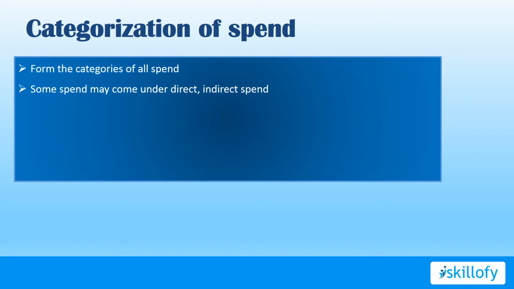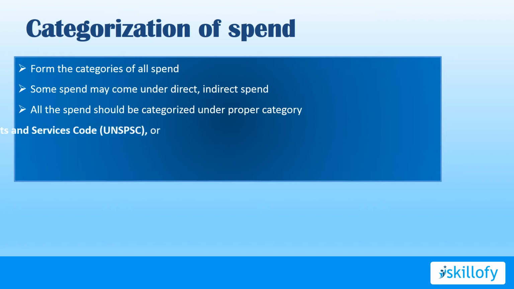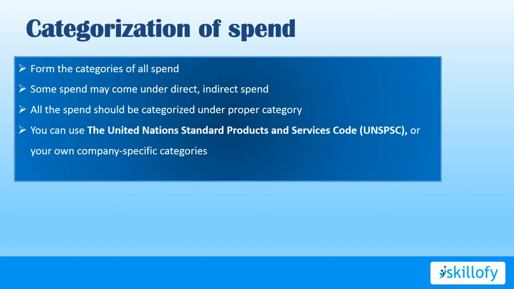Step 5. Categorization of spend. Form the categories of all spend. Some spend may come under direct, indirect spend. Some may be covered in legal, marketing or human resource function of the organization. All the spend including office supplies, payables and dealers, selecting, training employees should be categorized under the proper category. You can use the United Nations Standard Products and Services Code, or your own company-specific categories.